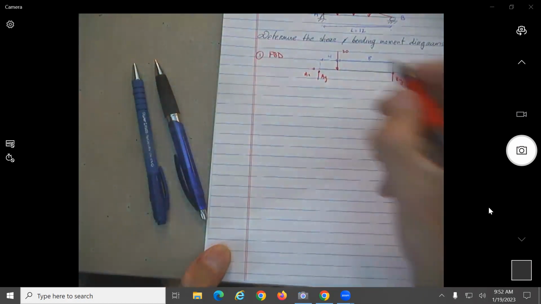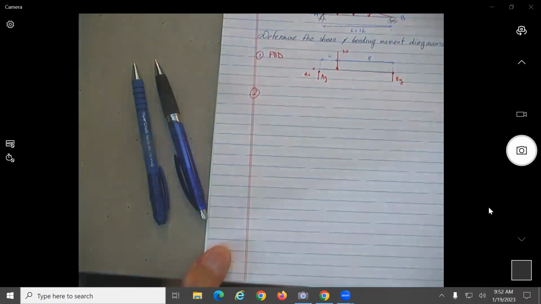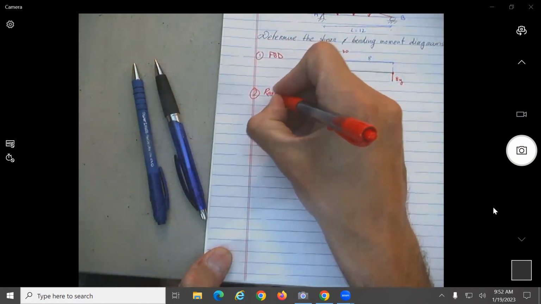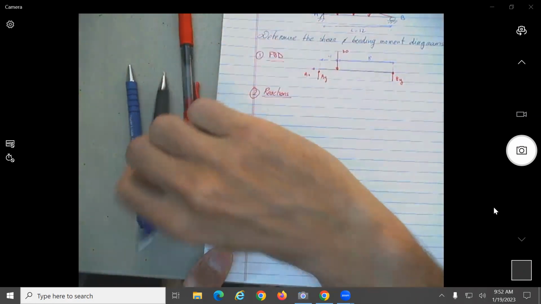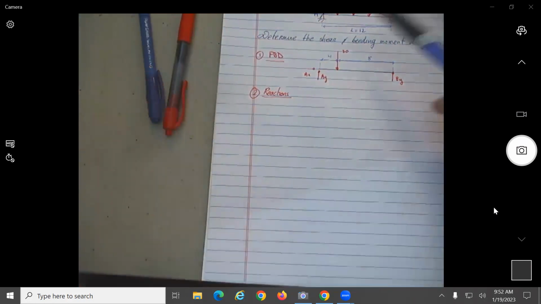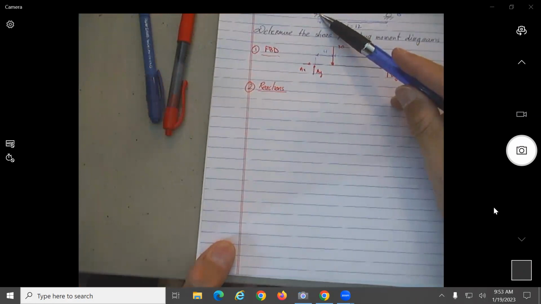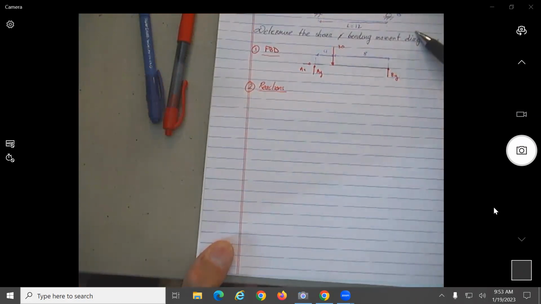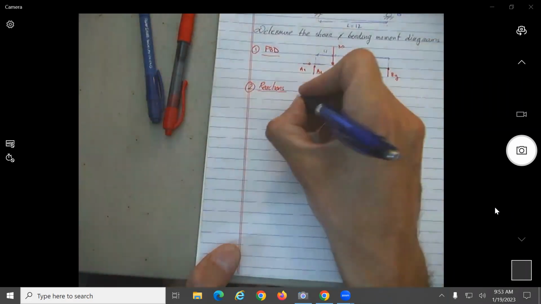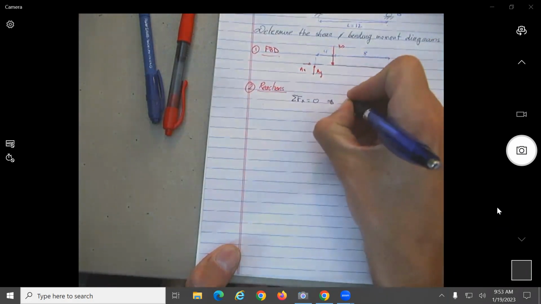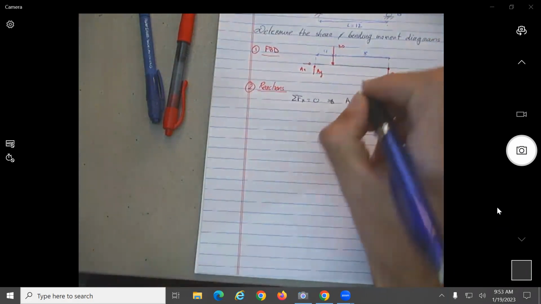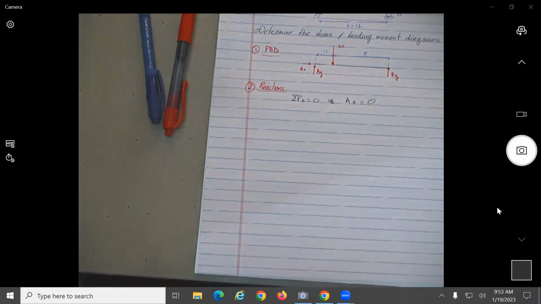Okay, step 2. What do we need to do? Find the reactions. Remember, conceptually, we need to remove the support so that the internal forces become external forces and we can apply Newton's equations, because Newton's equations are only valid for external forces. So what are the equations we need over here? Let's first do the quickest one. Summation of forces in x equal to 0. This will give you Ax equal to 0.